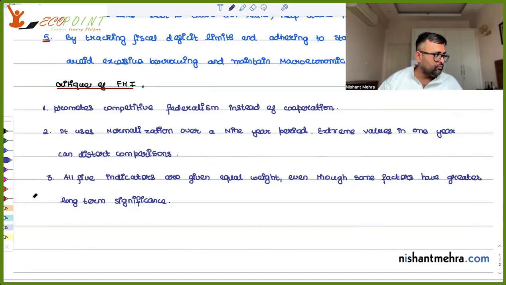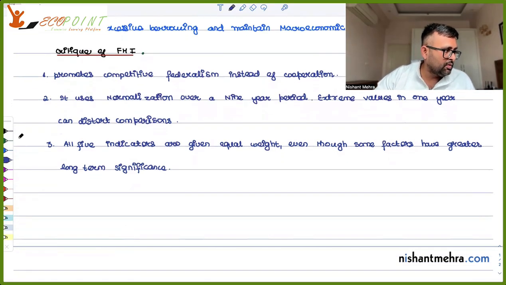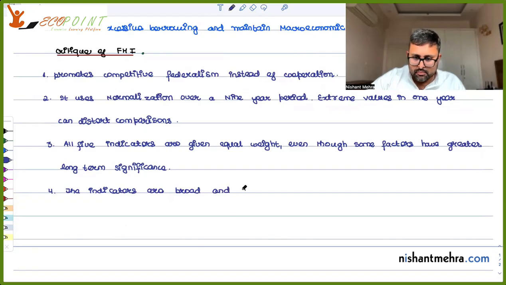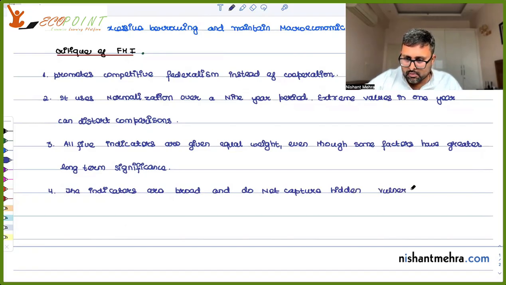So it ignores, please write, the indicators are broad and do not capture hidden vulnerabilities, right?